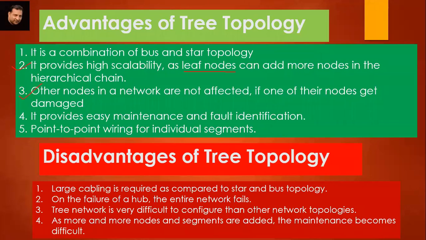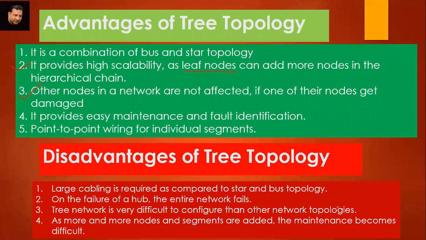Disadvantages: large cabling is required as compared to star and bus. In star topology we have large cable length. In bus also we have cable length. So obviously cabling is added up. Second, on the failure of a hub, the entire network fails. Third, tree network is very difficult to configure compared to other network topologies. It becomes very complex. You are combining bus and star both in tree topology, so obviously it will be quite difficult to maintain it.